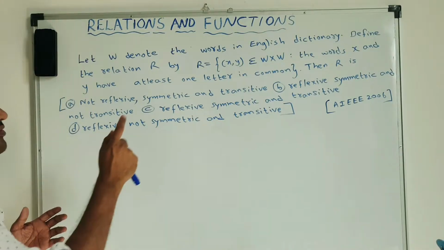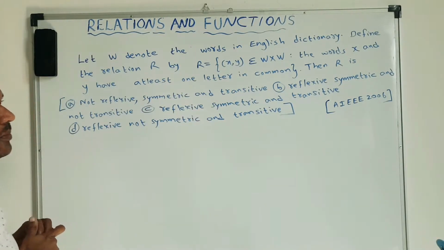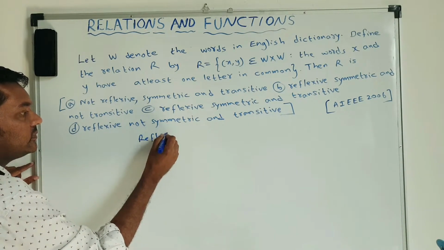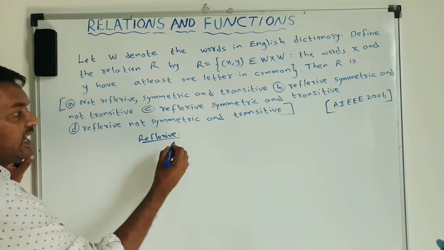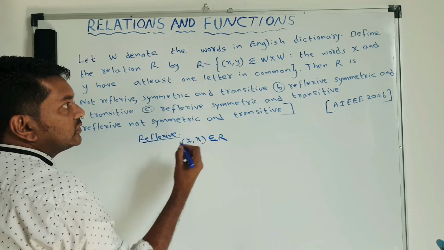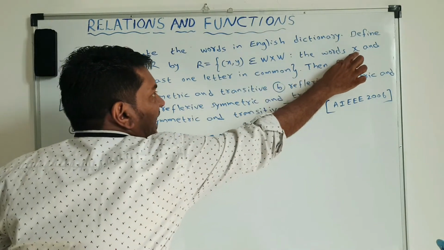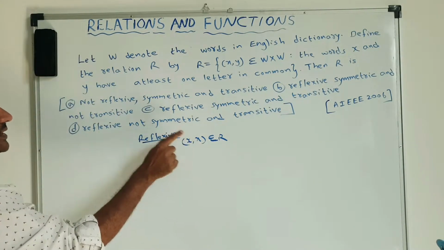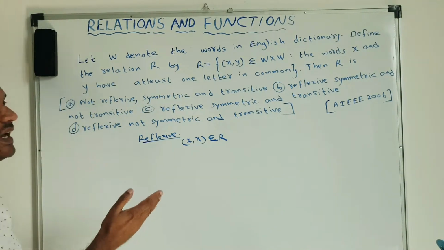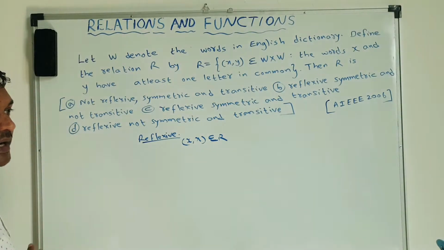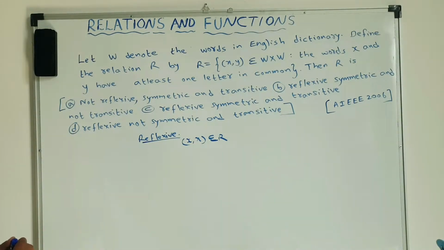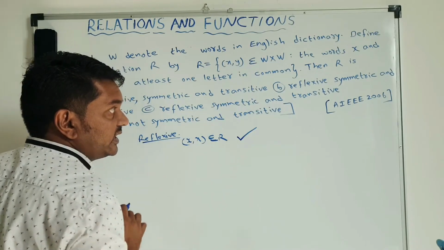The relation is that the words X and Y have at least one letter in common. So I am checking first whether it is a reflexive relation or not. To be a reflexive relation, (X, X) should be an element of R. Considering the relation, instead of Y you have to mention X. X and X have at least one letter in common. Yes, the same word and itself has all the letters in common. So this condition is satisfied. So it is reflexive. Is this clear?